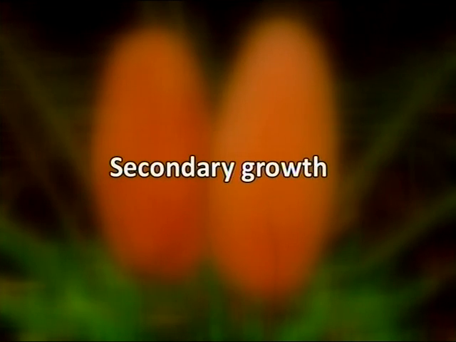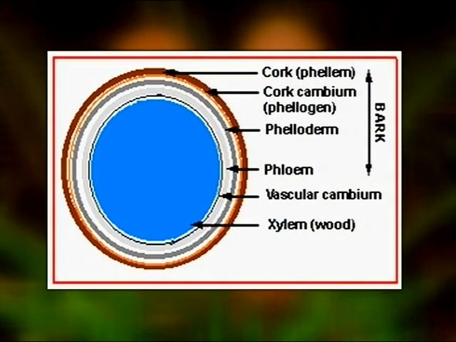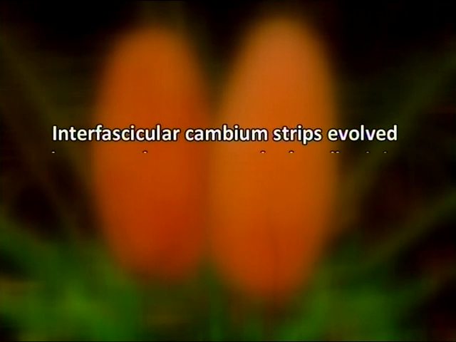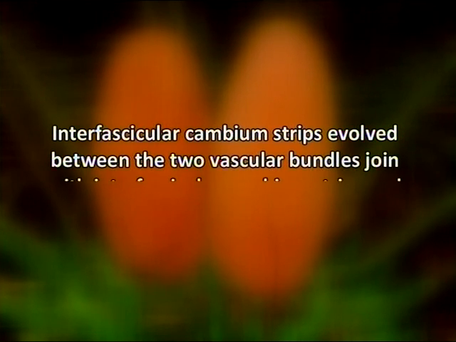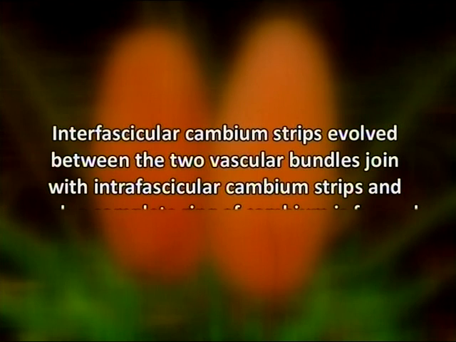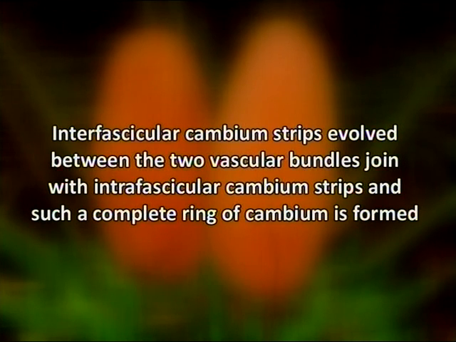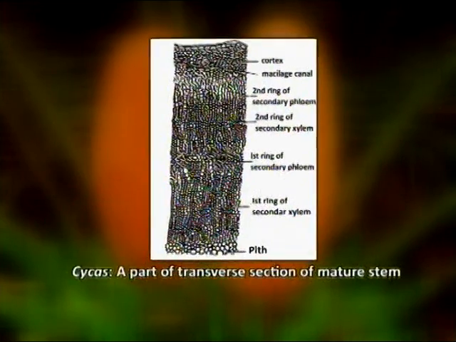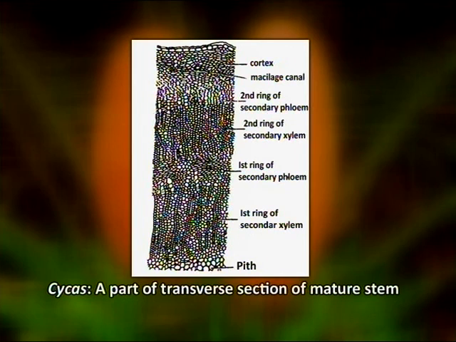Now, secondary growth of the stem. The stem of Cycas shows normal secondary growth in early stages, similar to that of a dicotyledonous stem. Interfascicular cambium strips developed between the two vascular bundles join with intrafascicular cambium strips and such a complete ring of cambium is formed. The cambial ring cuts off secondary xylem on the inner side and secondary phloem on the outer side.